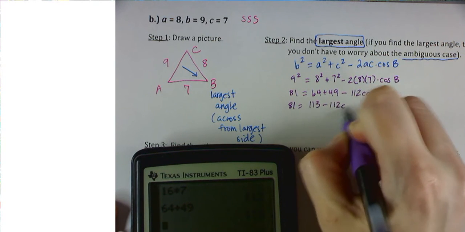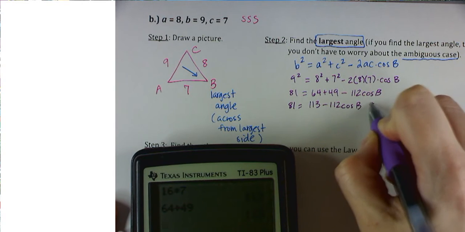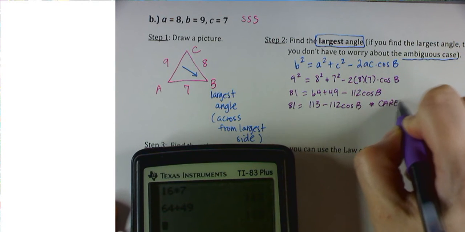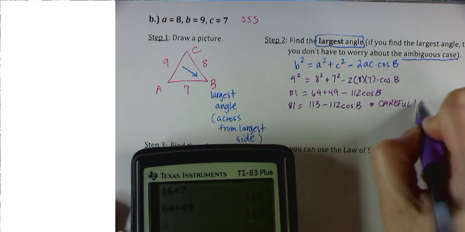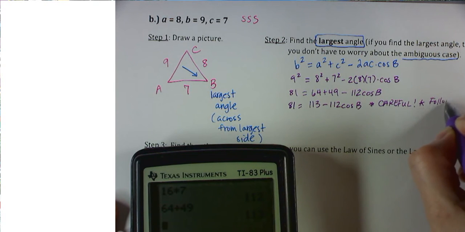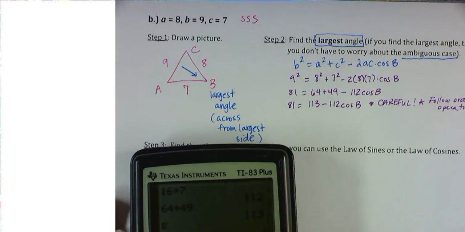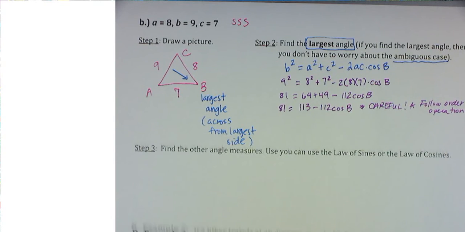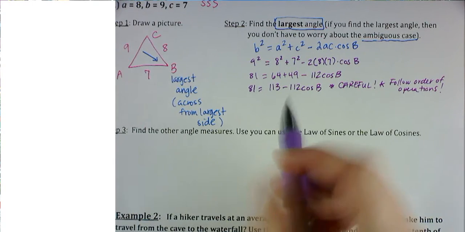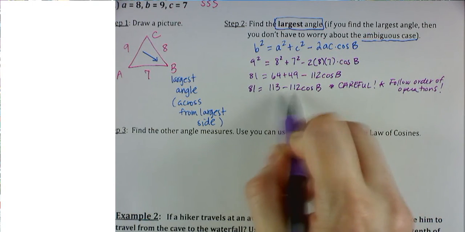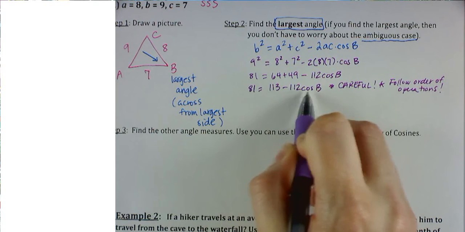So I'm just going to write careful, follow order of operations. Okay, so what people usually do that's incorrect is they subtract these two. But remember, you have to multiply before you can do any kind of subtraction. Think of it like this.